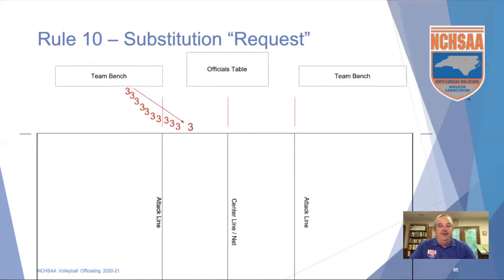So in this case, 3 ran in. The R2 is going to double whistle, step to the side of where 3 is, and administer the substitution. So what will happen is player number 12, who's on the court, will come over, and once the R2 has released them, they'll exchange, and player number 3 goes onto the court.